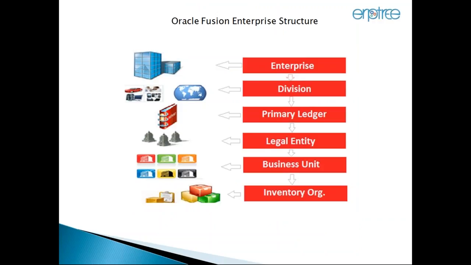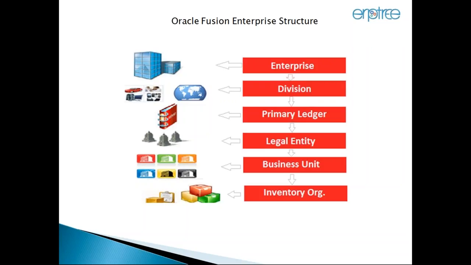Okay, so now we are coming into the core application structure. How do we have the enterprise structure available over here? We will get into the application and try to figure out what the key change is when it comes to the multi-org structure of EBS, what the enterprise structure of Fusion is, and what the differences are. It is the enterprise which is the top or the head of any application, I mean the enterprise structure.